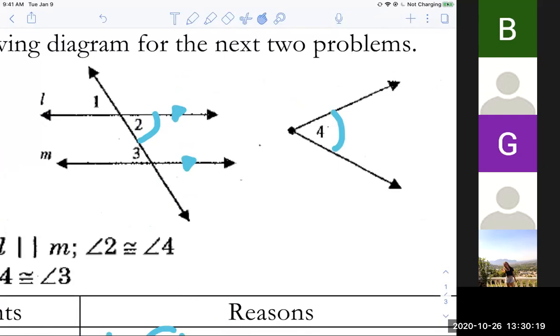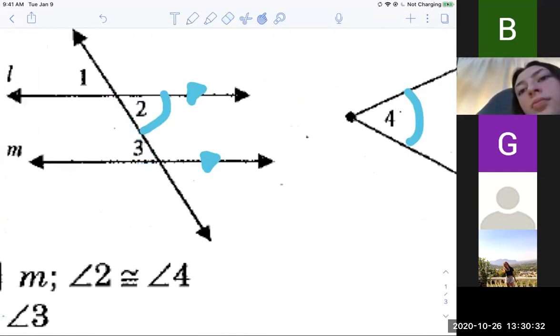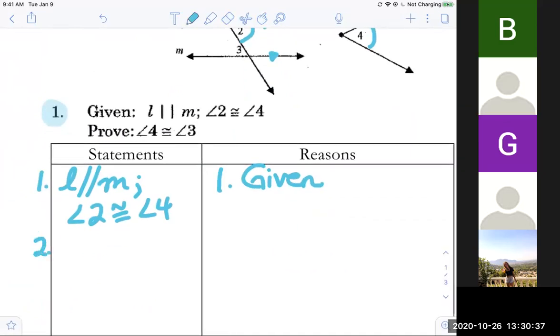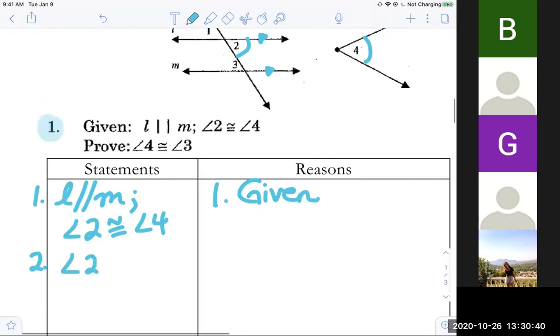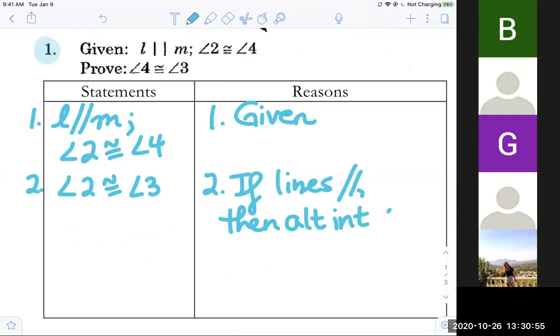They're supplementary. Do they look supplementary? Do they look congruent? Oh, they're congruent. The ones that are alternate interior or alternate exterior are congruent. Okay, so we were given 2 and 4 are congruent. We can also say because the lines are parallel, that makes angle 2 congruent to angle 3. And that is: if lines are parallel, then alternate interior angles are congruent.